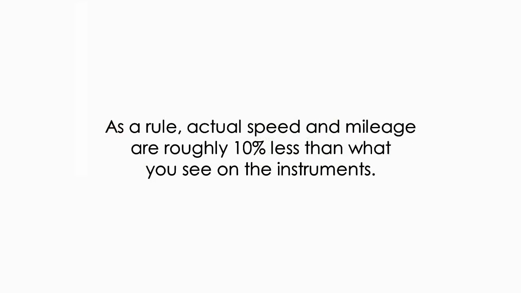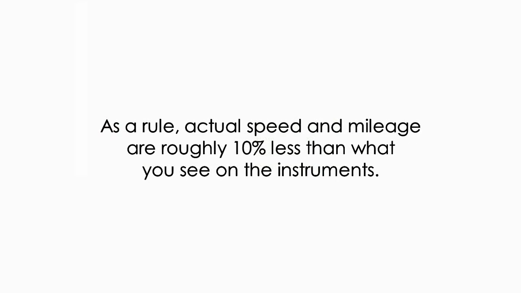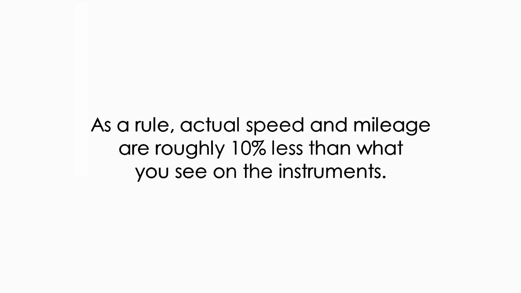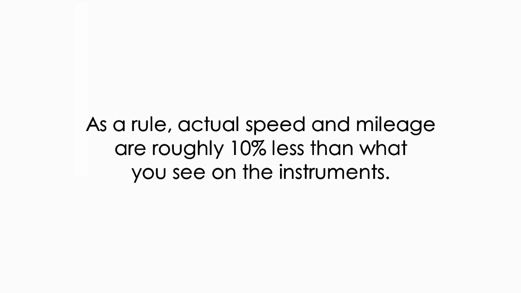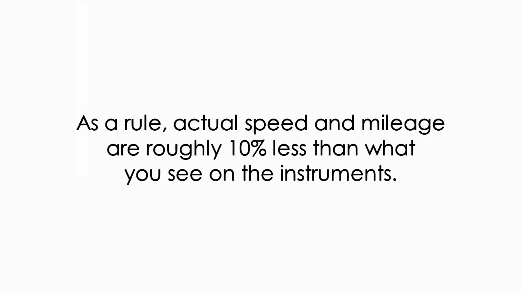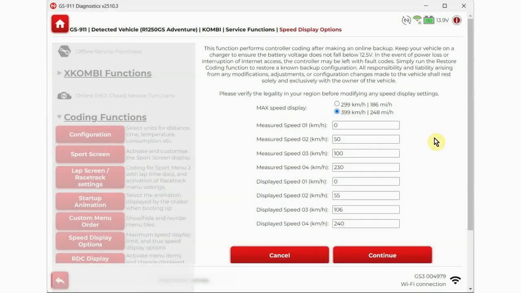To understand the actual speed to displayed speed ratio, it is necessary to know that for a number of reasons, most motor vehicles are shipped from the manufacturer with speedometers that overread slightly in relation to actual vehicle speed. This can be seen in the standard programming of this R1250 GS Adventure.